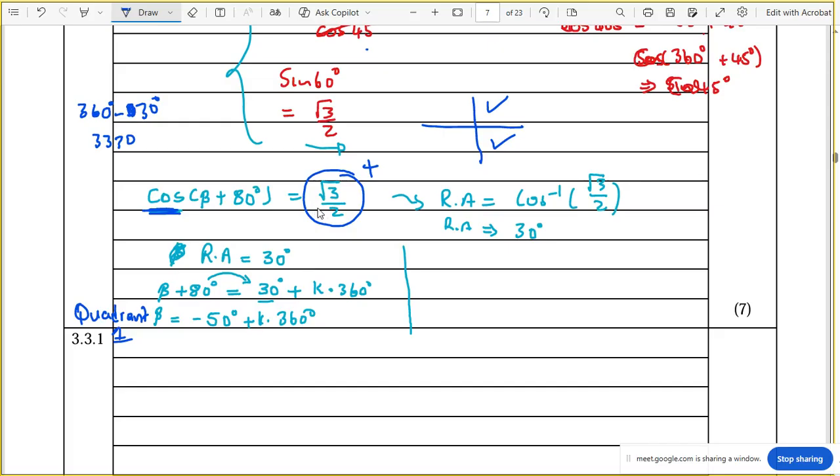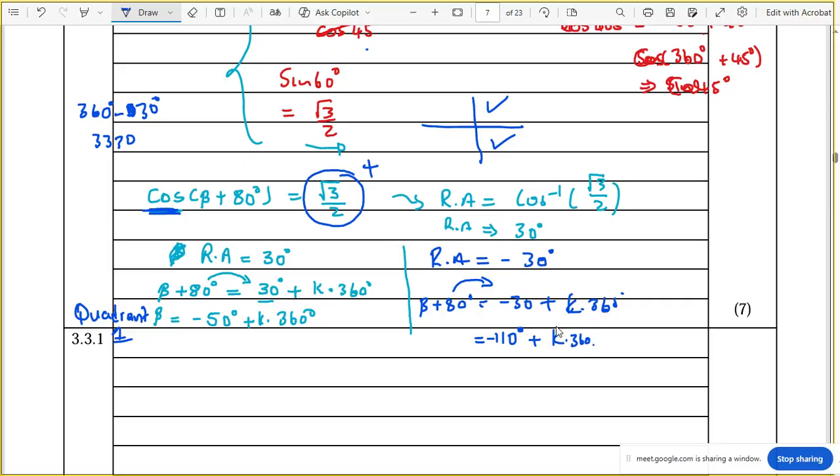But remember, this 30 should be plus or minus. So this tells you that another reference angle will be negative 30 degrees. So we need to work with negative 30. Then you do the same: beta plus 80 degrees is equal to negative 30, you add k times 360. The 80 comes to the other side to be negative. That will be minus 30 minus 80, it's minus 110 degrees plus k times 360 degrees.